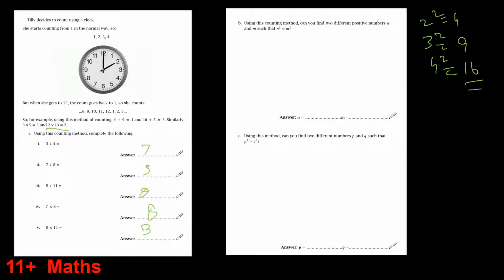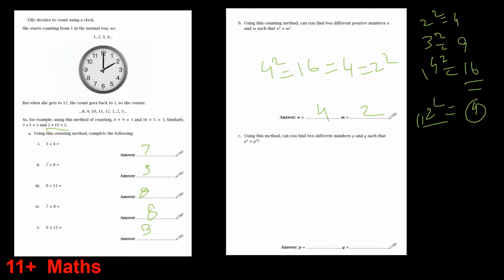16 is 4 by the clock method, and that is equal to 2 squared. So 4 squared equals 2 squared. So we have 4 and 2. There is another number which will also work, but we'll keep it to the next question.